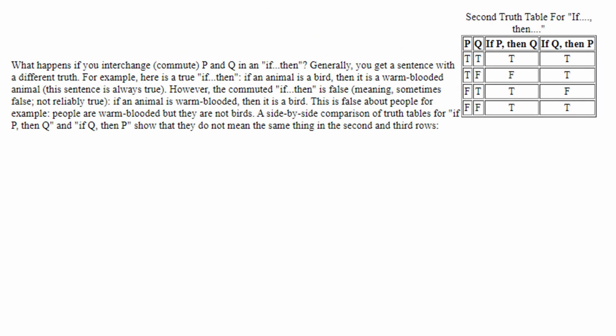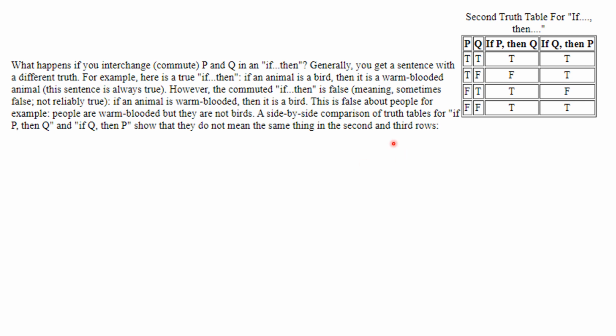Now what happens if you interchange or commute the P and Q in an if-then statement? Now, this is called the converse. Generally you get a statement with a different truth value. For example, here's a true if-then statement. If an animal is a bird, then it is a warm-blooded animal. That statement is always true. However, if you commute the if-then, it's false. Sometimes false, not reliably true.